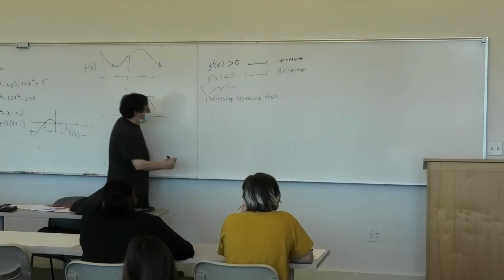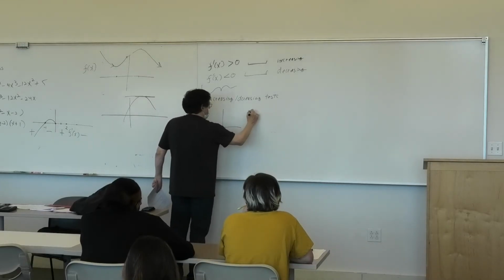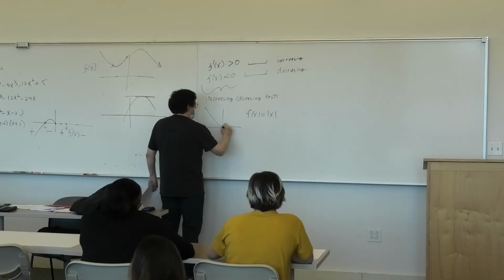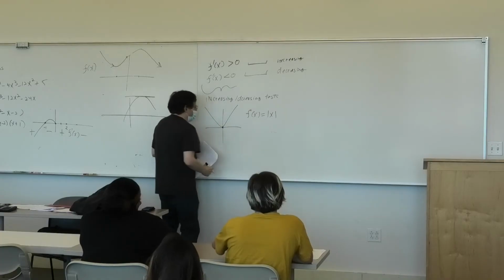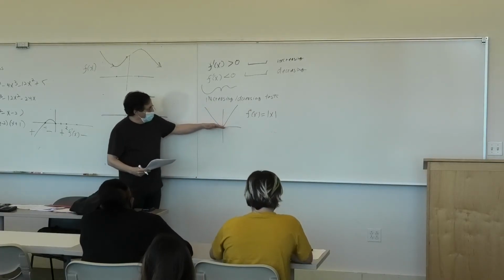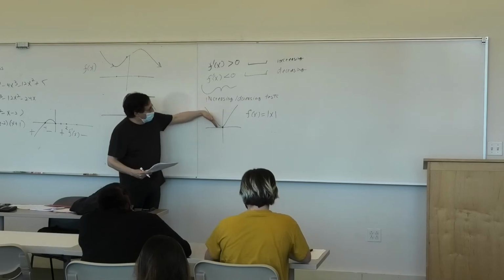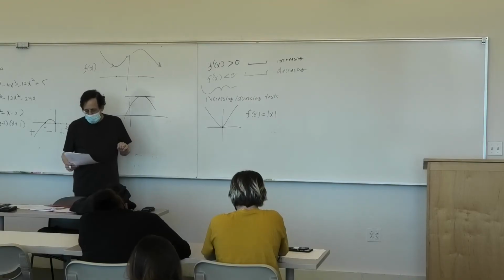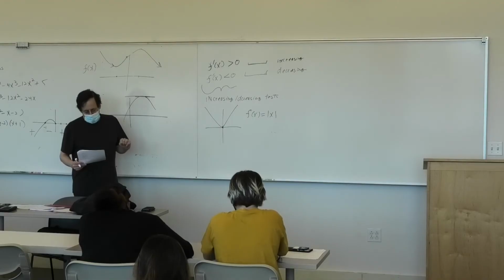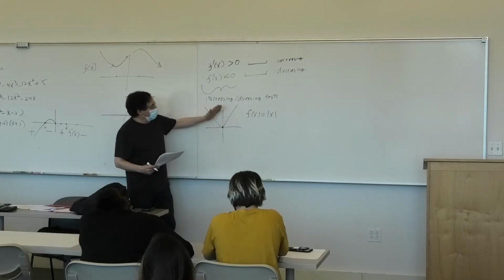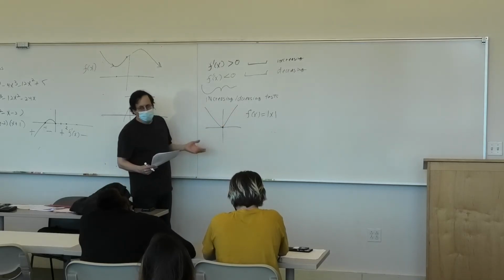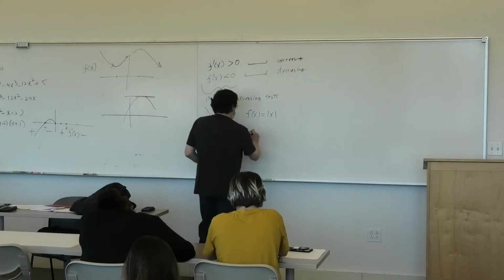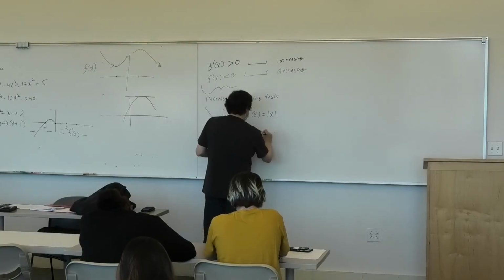You also could have a function like f of x equals absolute value of x. You have a critical point, and the derivative changes here from negative to positive, so you can have a minimum there. So where the derivative changes from positive to negative or negative to positive, you can have a maximum or minimum. This is called the first derivative test.